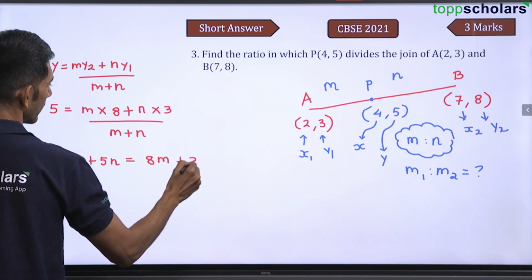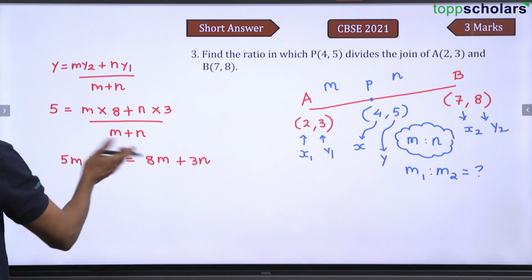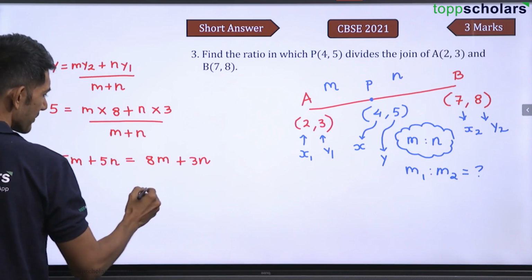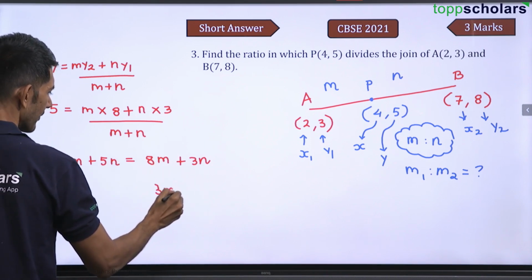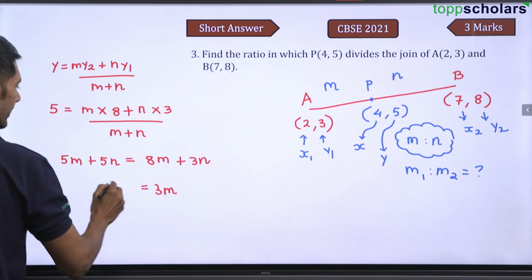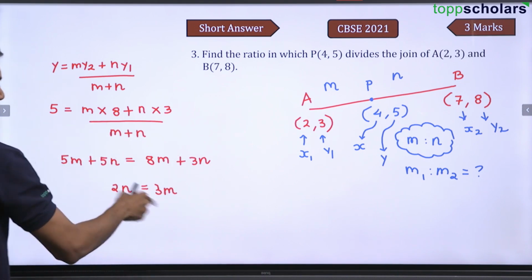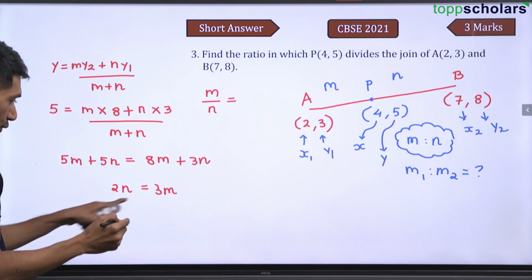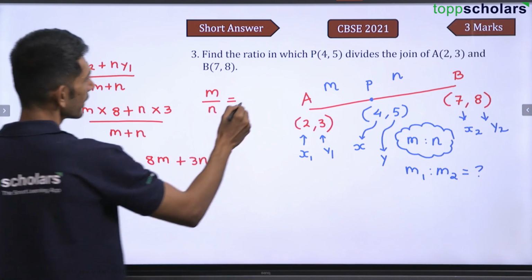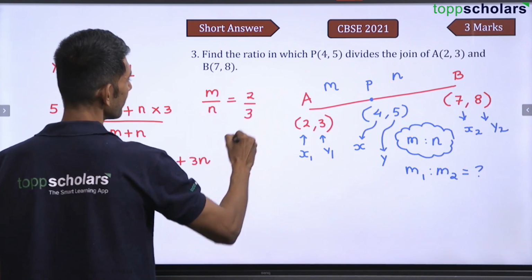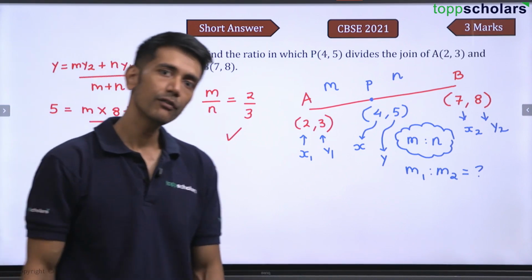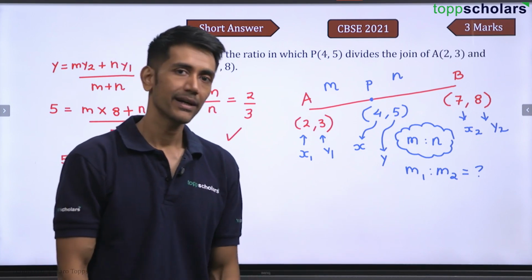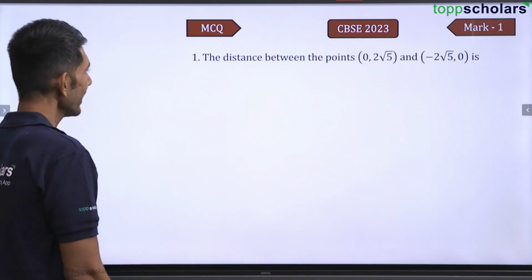8m plus 3n, correct? You take m there. So 8m minus 5m, directly I am writing down 3m. 5n minus 3n, directly I am writing down 2n. So m by n, 3 goes down, right? Gives you 2 by 3. Are we getting the same answer? Yes. So this is also a way of doing it. You can also solve the question with the help of y. Correct? Perfect. So let's see a new question now.